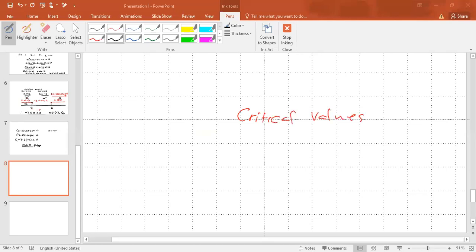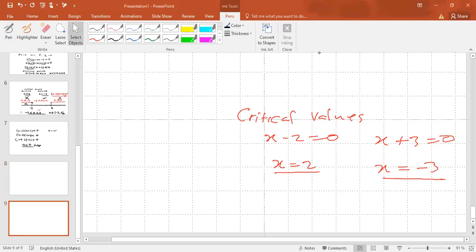Critical values: x minus 2 equals 0, and x is equal to +2, and x plus 3 equals 0, and that will be x is equal to -3. Then you do the same. And by the way, there is another method of doing that if you have the critical values like that. The other way of doing it is making a table. In case the graph is not sitting well with you, you can use this.